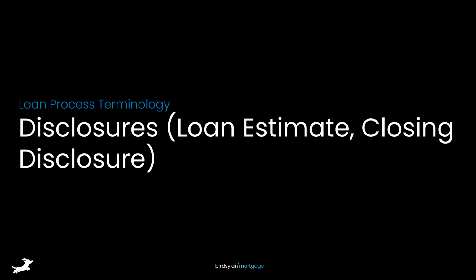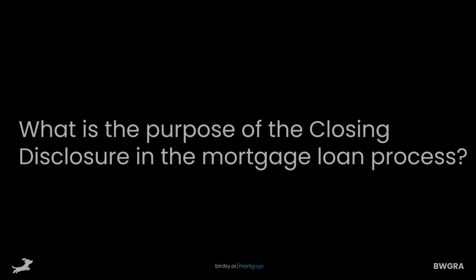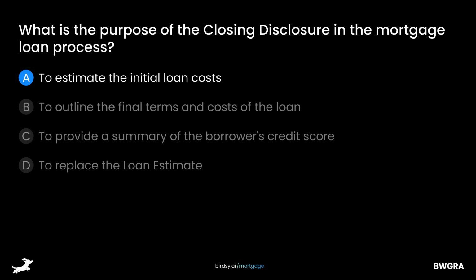Disclosures: loan estimate, closing disclosure. What is the purpose of the closing disclosure in the mortgage loan process? Is it A. To estimate the initial loan costs? B. To outline the final terms and costs of the loan?